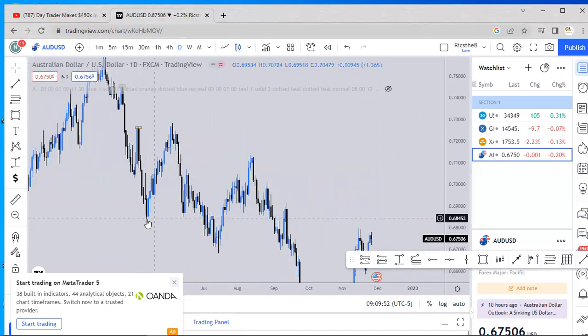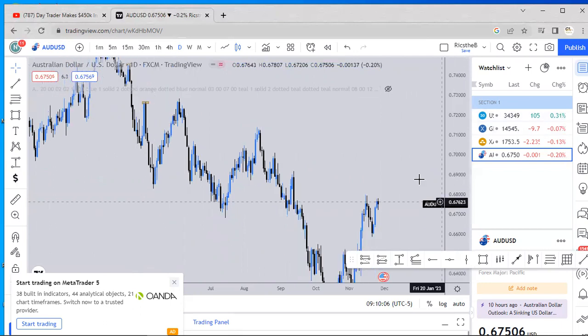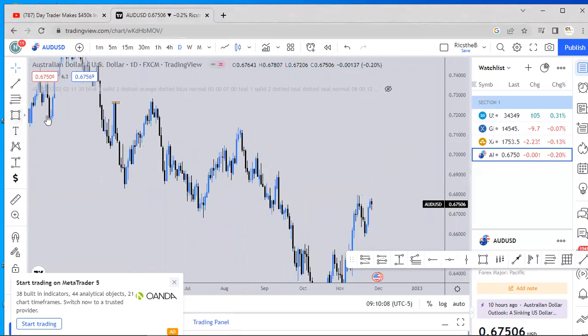So these are strong highs, these are strong lows, sorry. Areas of strong rejections form strong lows and strong highs. Areas of weak rejections, you can see this is a weak rejection.